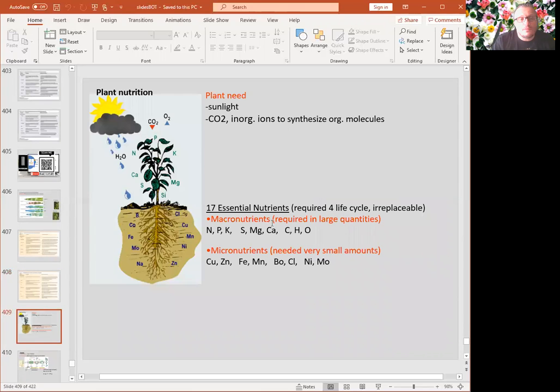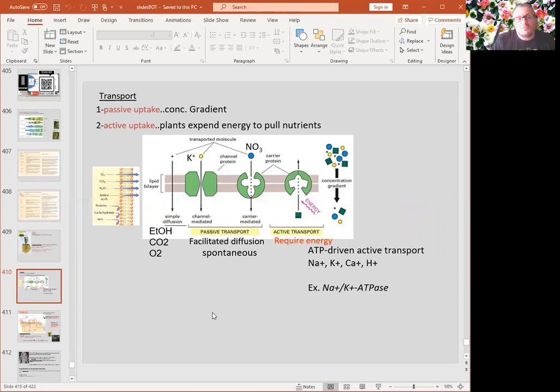Okay, transport. We have 2 types of transport by which these nutrients can be taken up. Passive is the one that uses a concentration gradient. Active transport basically uses pumps and ATP.